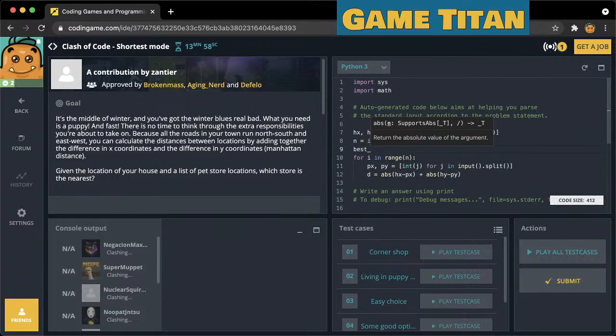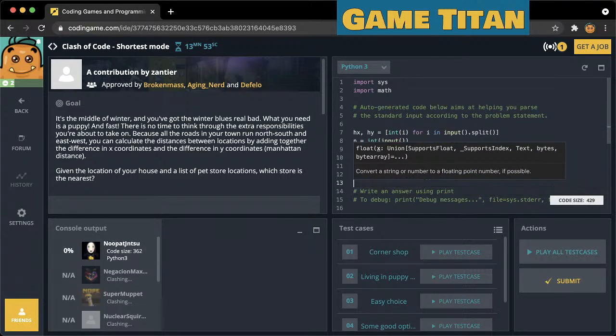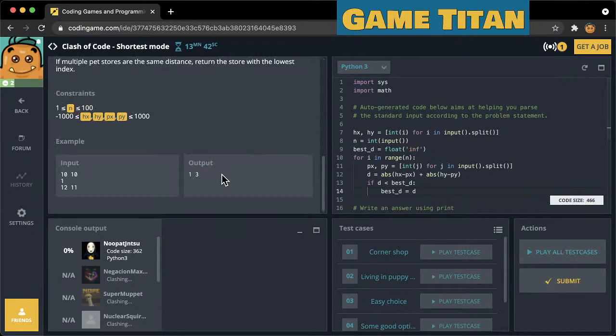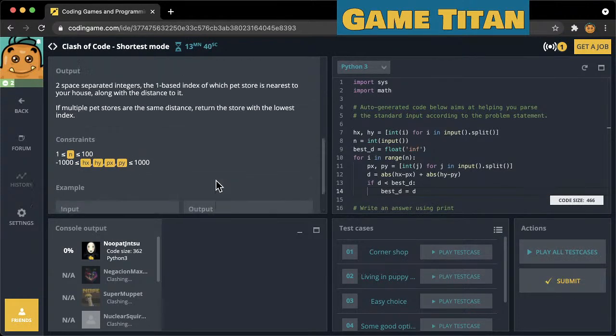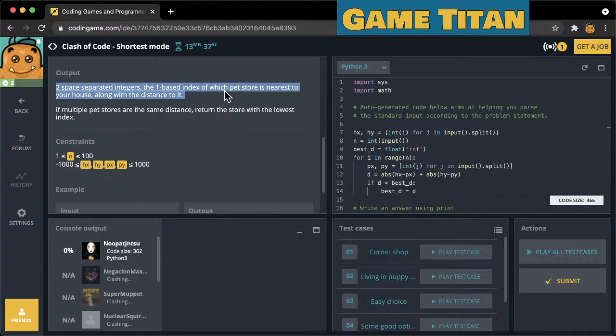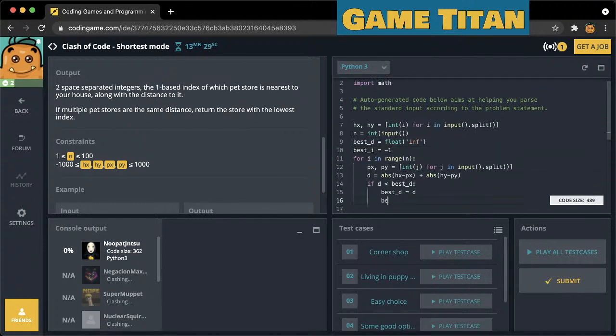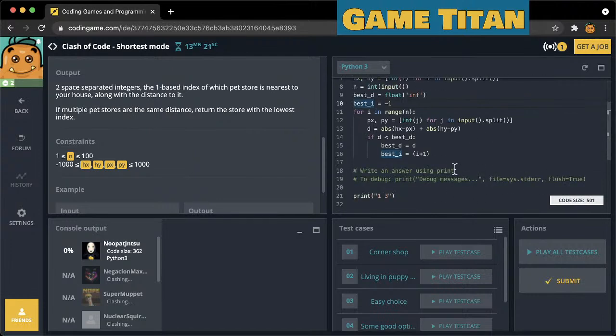And we say that the best distance is some big number, and then we'll say if d is less than best d, then best d equals d, and we'll need to print out the one based index of which pet store is nearest to your house. So the best I is I plus 1, because I is starting at 0. Return this to the lowest index.